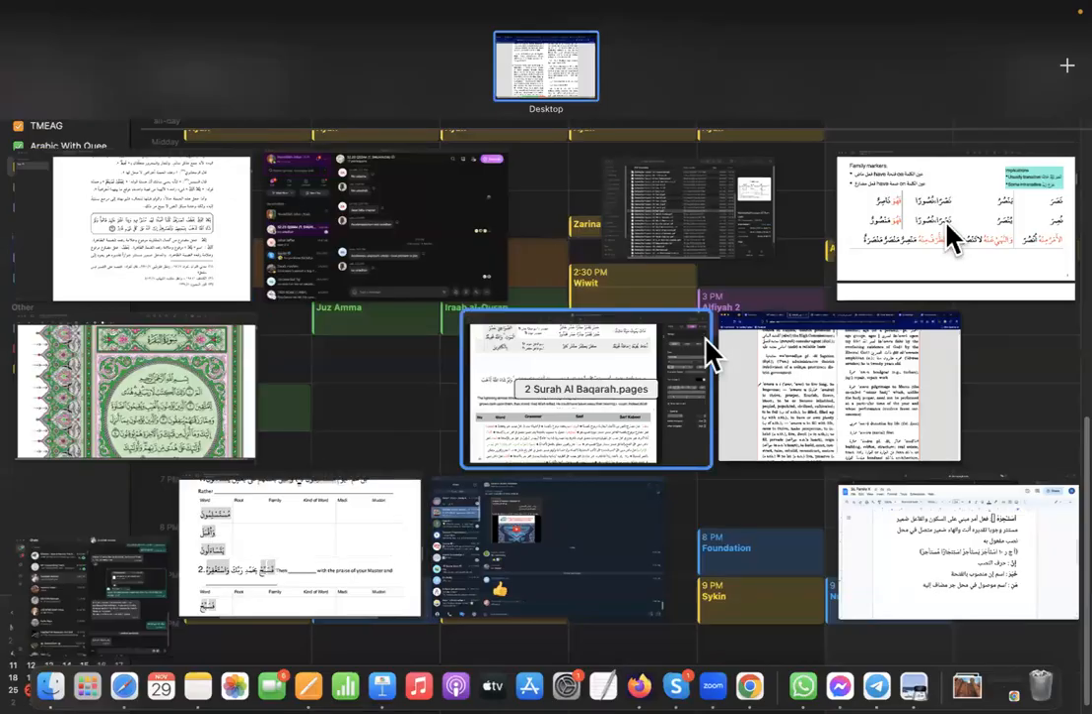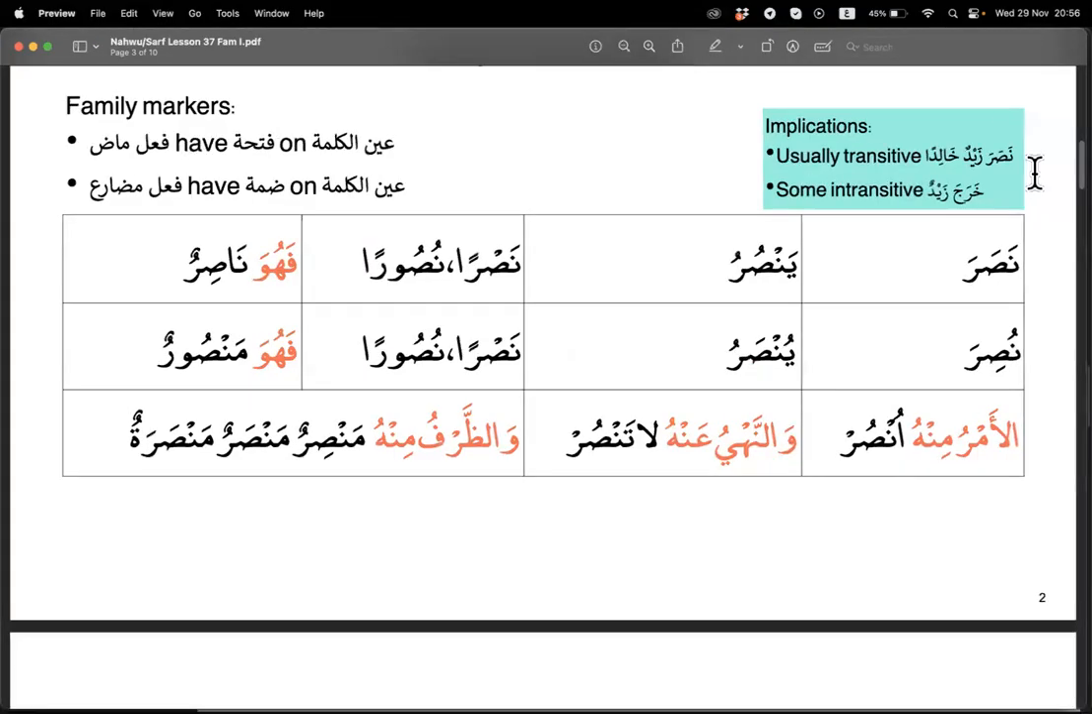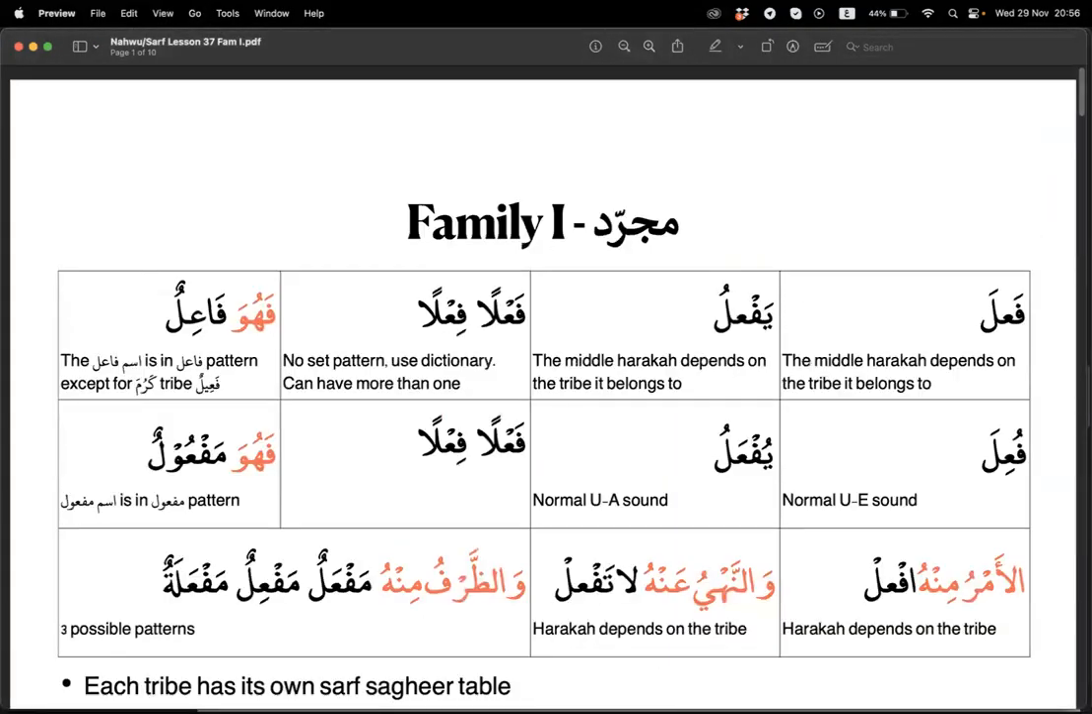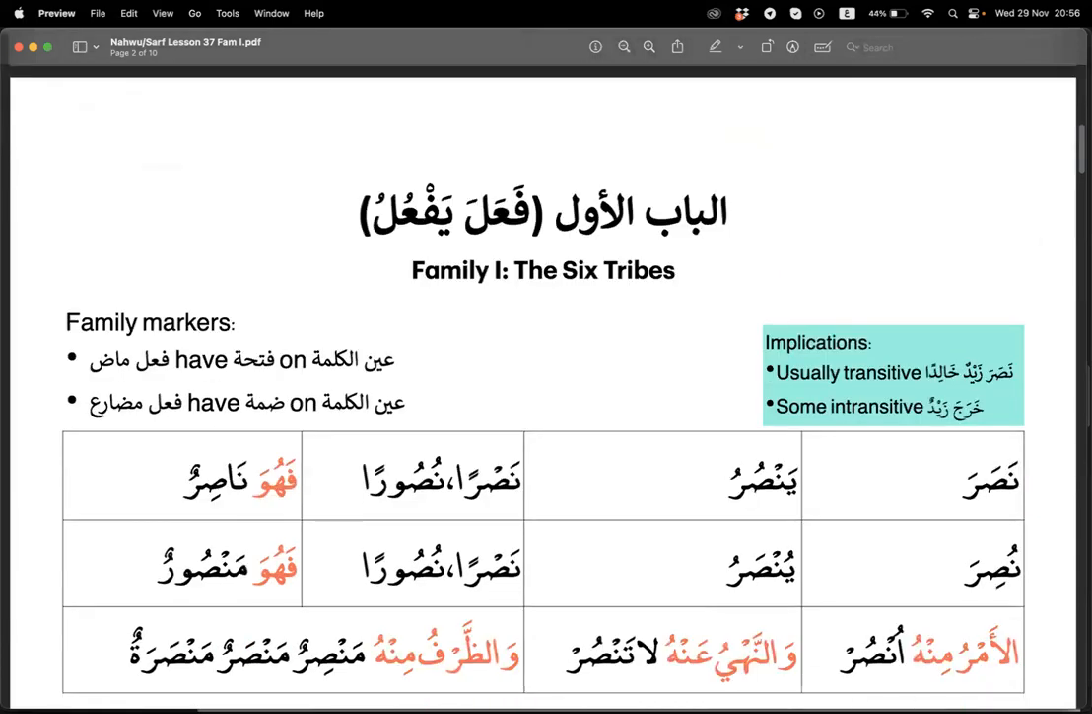So we end here for today. I will go back to all these 6 tribes and talk about them one by one with you, inshallah, in the next lesson.